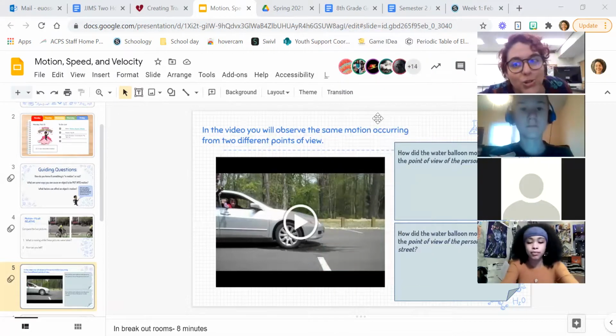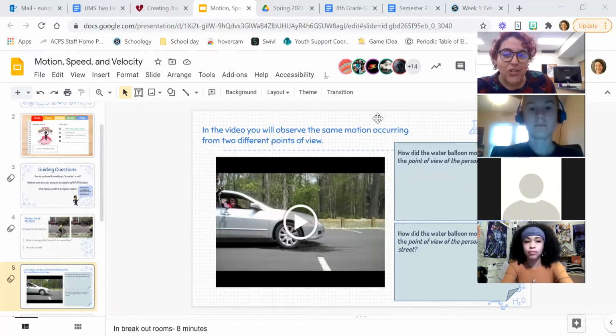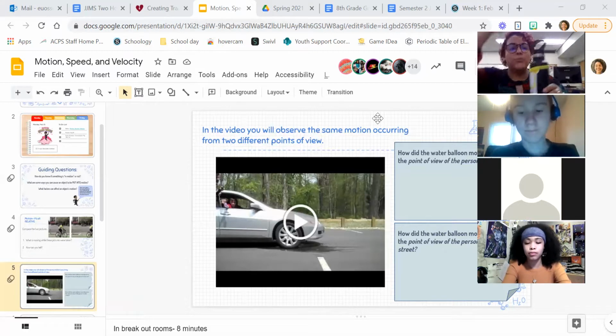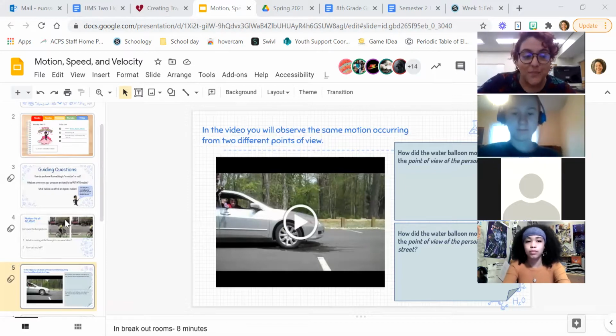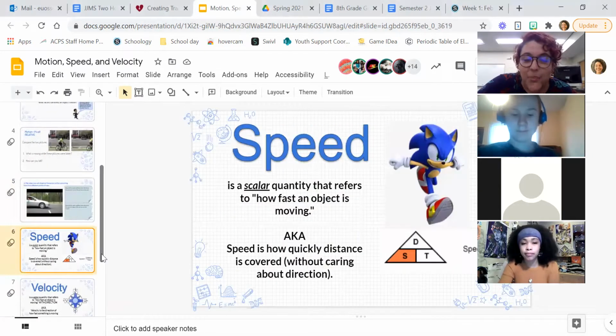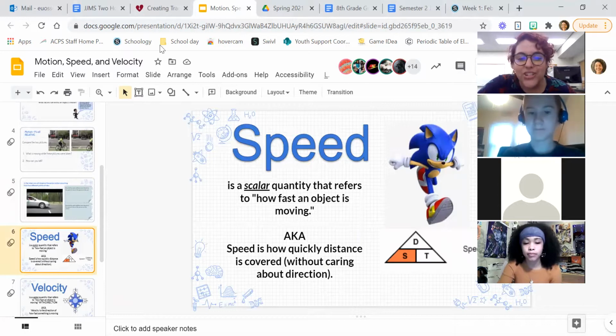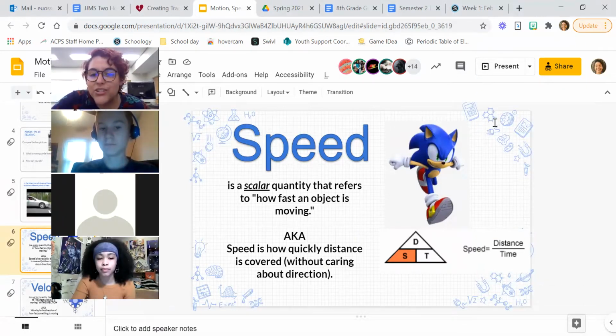So that also is true in science. When we look at motion, so how things move within space, it depends on where we're looking from, right? So it depends on our physical point of view how motion occurs. There's a couple ways we can describe motion. One of our descriptions of motion is how fast something moves, and you've probably heard this word before, but we define how fast something moves as speed.